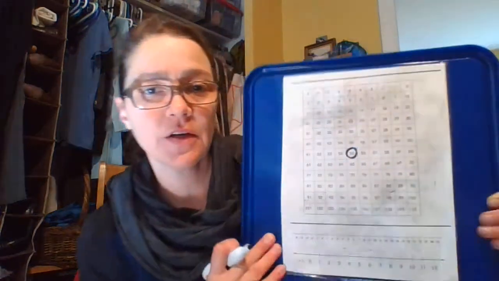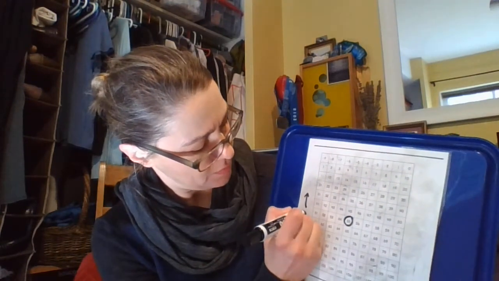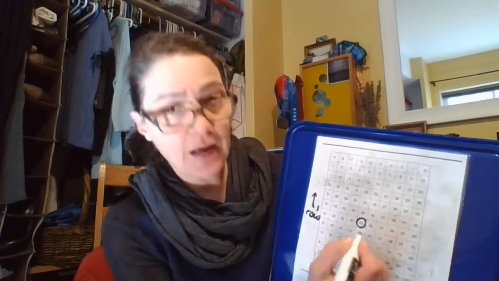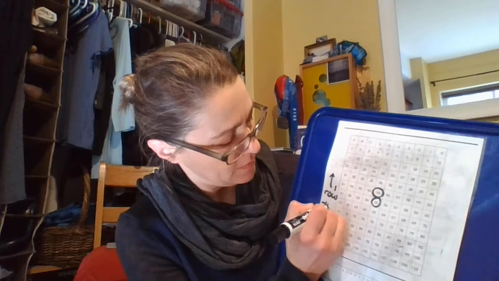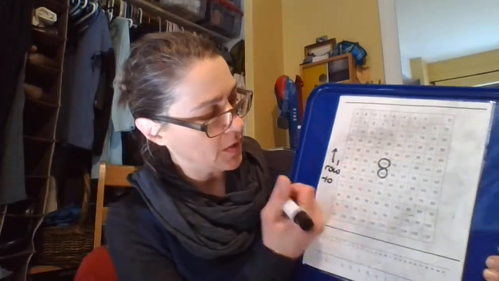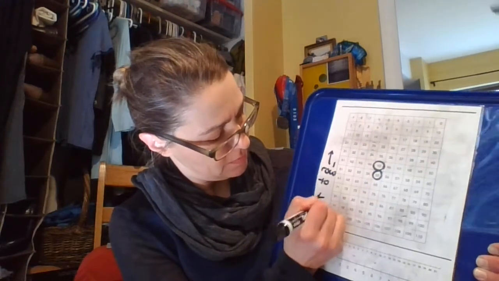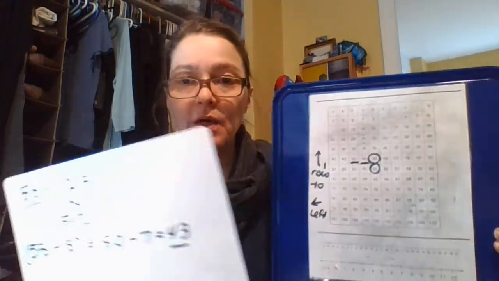So I'm going to find 55, and I'm going to circle 55. Okay, and then I'm going to go back 12. And 12 is 1 ten and 2 ones. So I'm going to go down one row, down meaning up on the chart, and I'm going to end up at 45. That's minus 10. And then I still need to minus 2 ones. So I'm going to go to the left, 2, 1, 2. And I end up with 43, which is what I ended up with here.